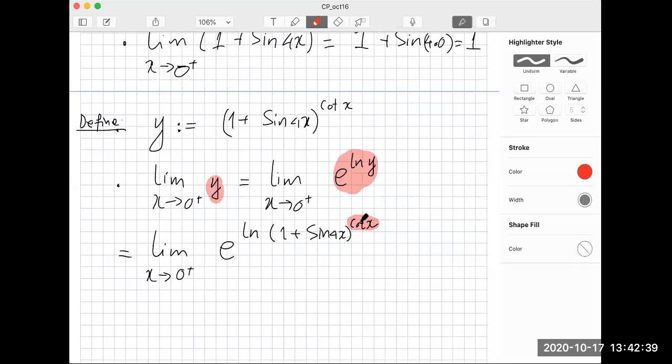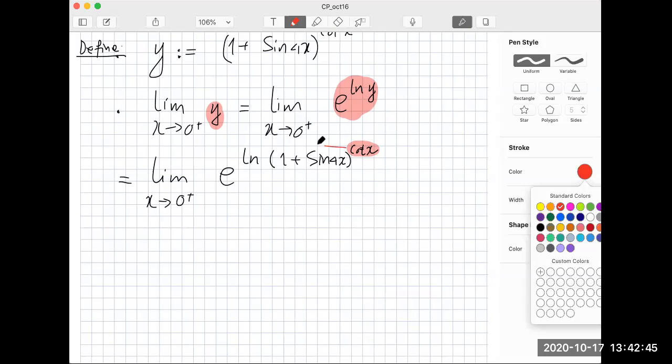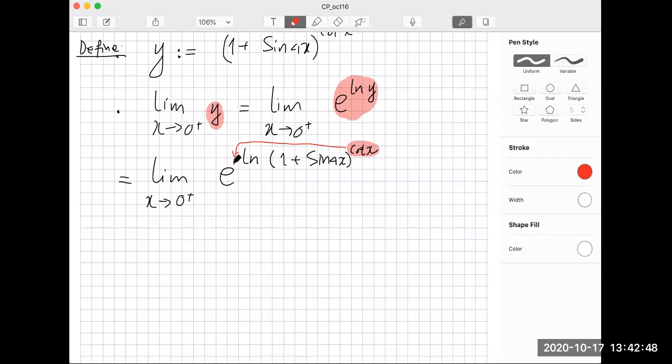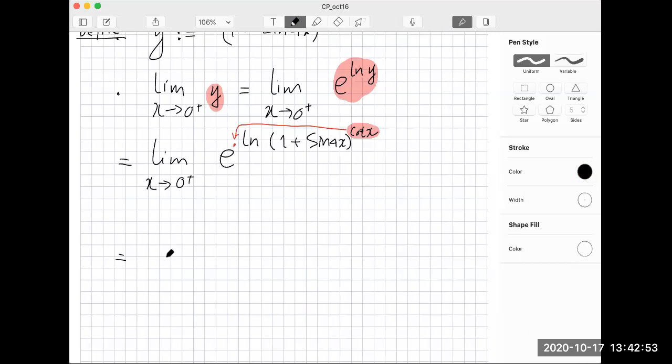So, therefore, we can bring the power out of the natural log, right? So it would be the limit as x goes to 0 plus of e to the cotangent x times natural log of 1 plus sine of 4x. Okay? Are we good here?